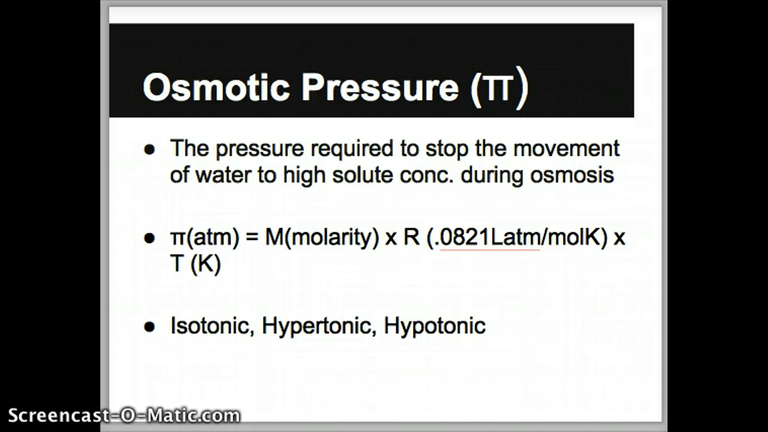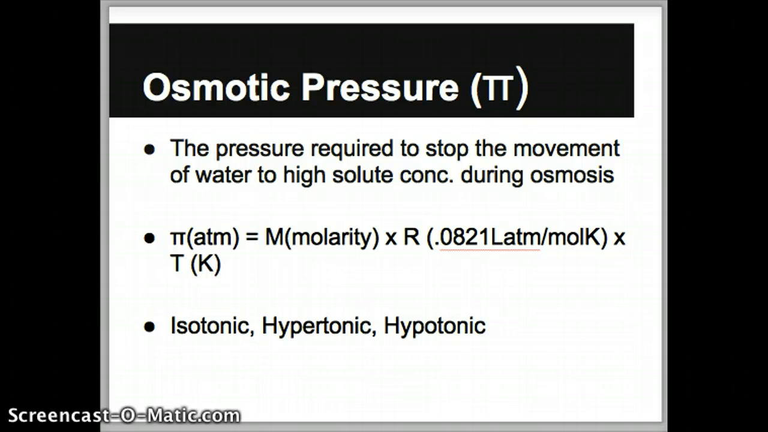There's three terms that I'd like to discuss: isotonic, hypertonic, and hypotonic. Now let's think of a cell environment. In an isotonic environment, there's equal movement of water across a cell bilayer. So there's equal movement of water in and equal movement of water out.